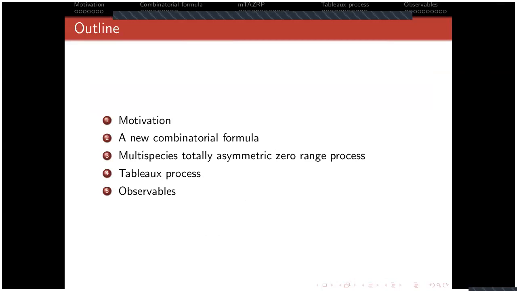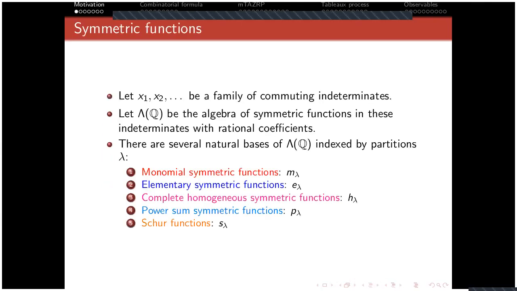As part of this, I'll give a new combinatorial formula for some Macdonald polynomials and come to the multi-species totally asymmetric zero-range process. As in Nimisha's talk, I'll describe another process that lumps to it, what we call the tableau process. And finally, I'll end with some results for observables.